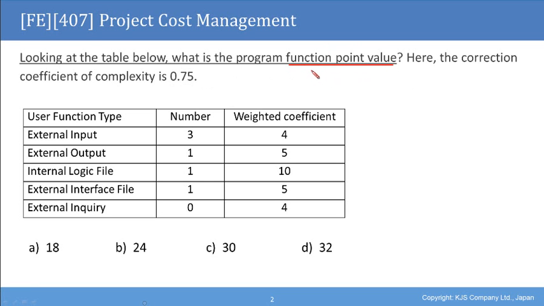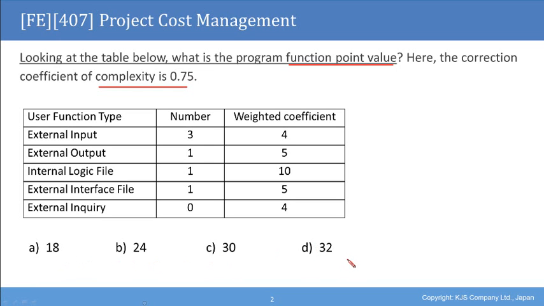Now you may be asking, what on earth is the function point value? Well, we'll be discussing this in the next slide. Just remember that the correction coefficient of complexity is 0.75. We have the table, user function type, and we have all the different types of function. So we have the external input, external output, internal logic file, external interface file, and external inquiry. And we have the number of those and the weighted coefficients. The options we have are option A, 18, option B, 24, option C, 30, or option D, 32.